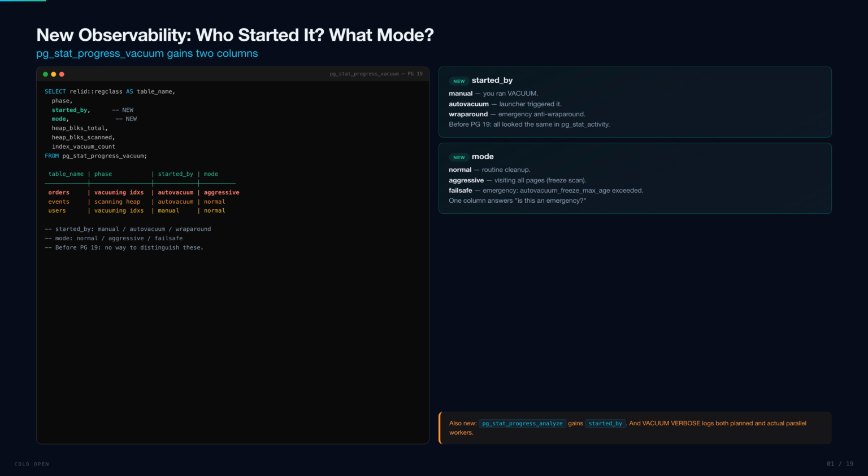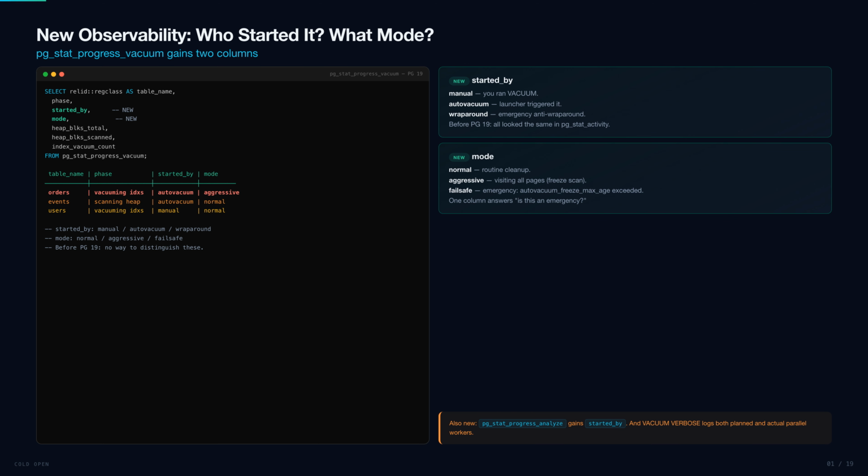pg_stat_activity. Mode tells you the aggressiveness. Normal, routine cleanup. Aggressive, visiting all pages for freeze scan. Failsafe, emergency, autovacuum_freeze_max_age exceeded. One column answers the question, is this an emergency?